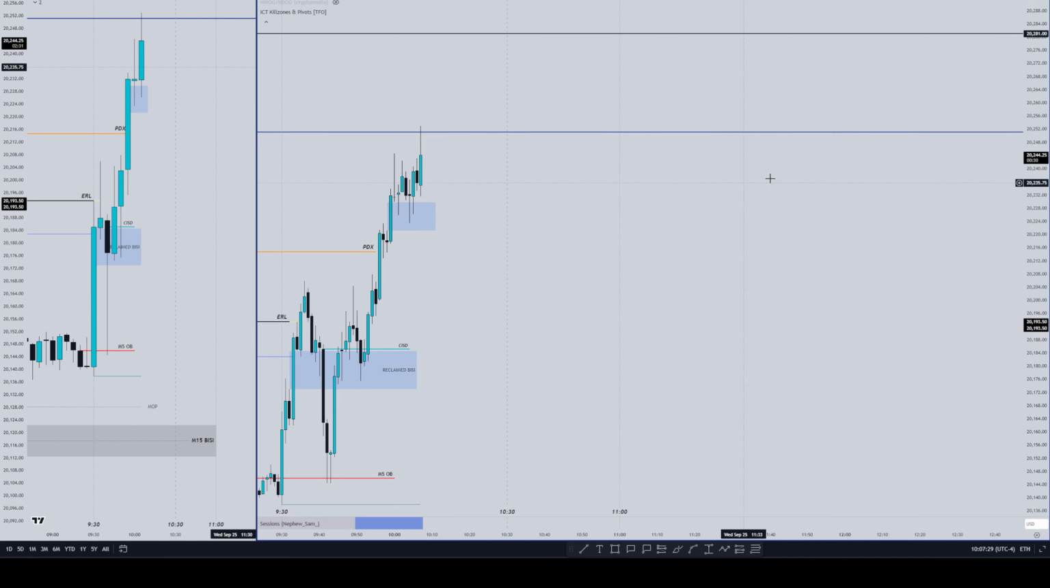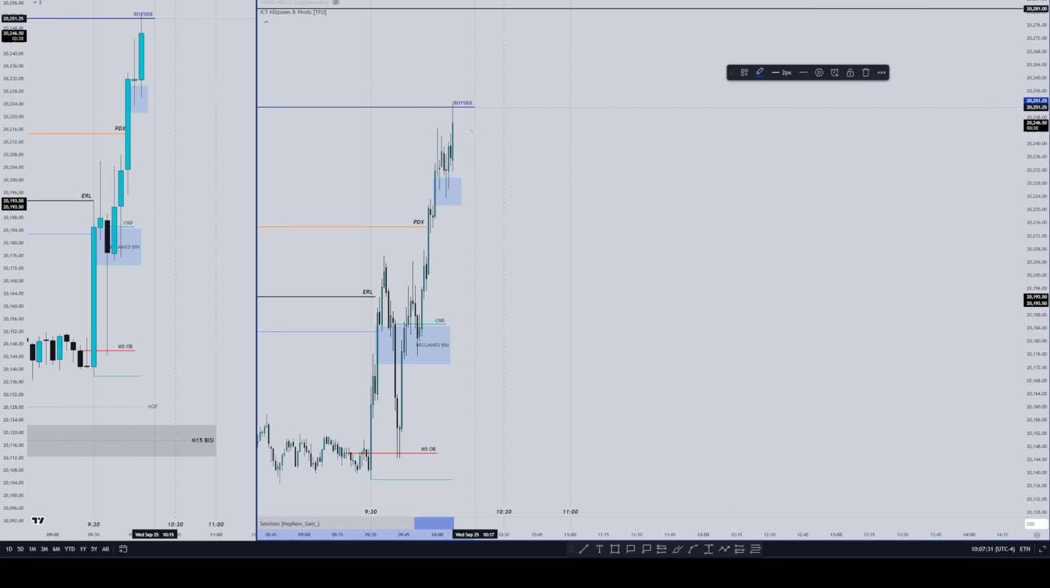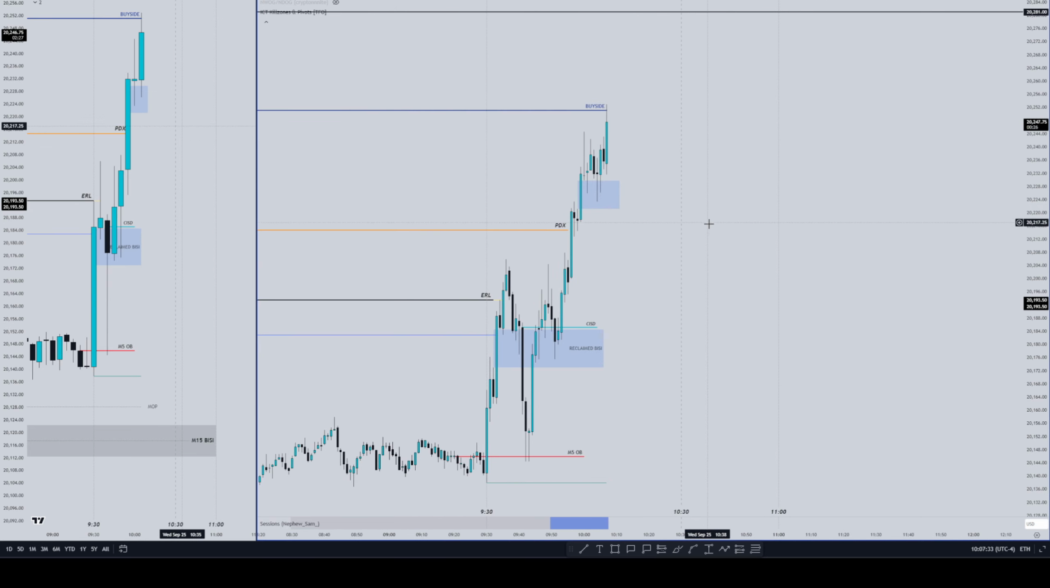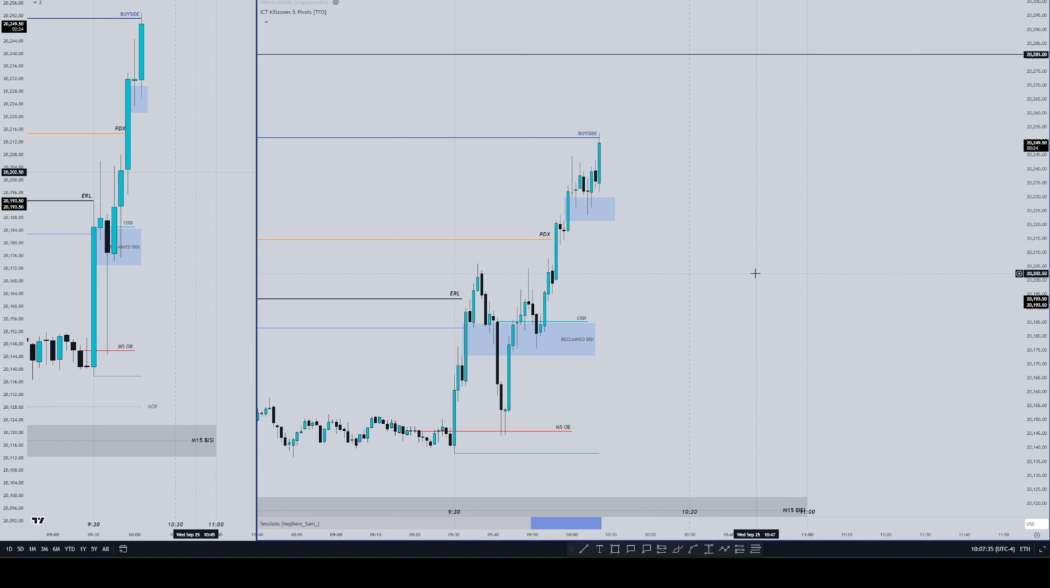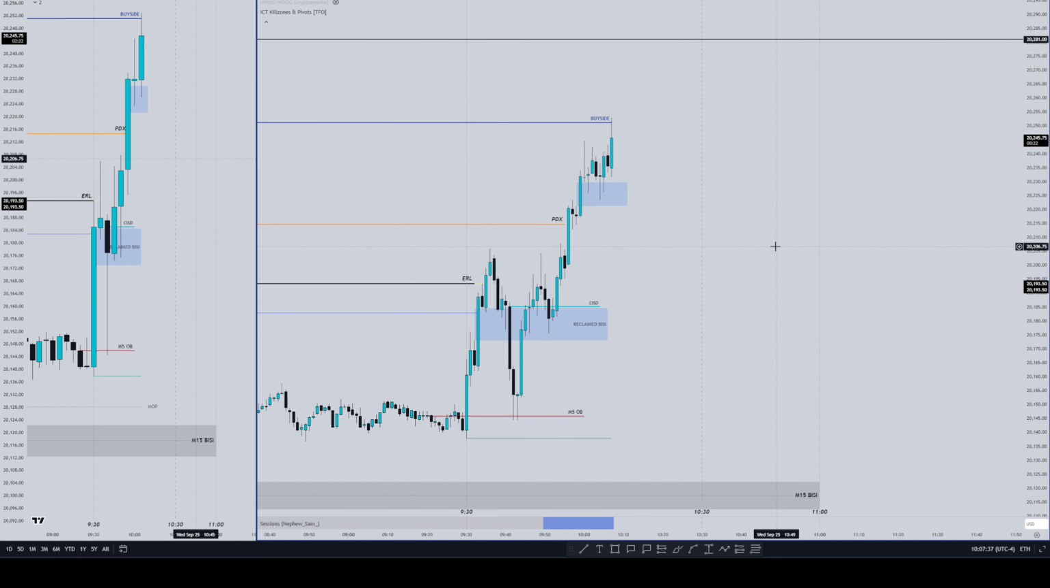So there's your buy side liquidity, bagged and tagged. Yes sir, I'll screenshot this really quickly, put it in predictions chat. I'll also send the execution as well.